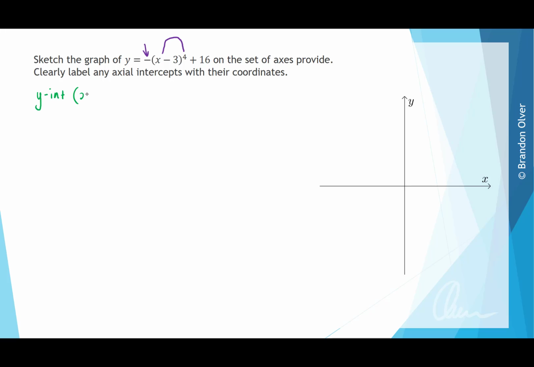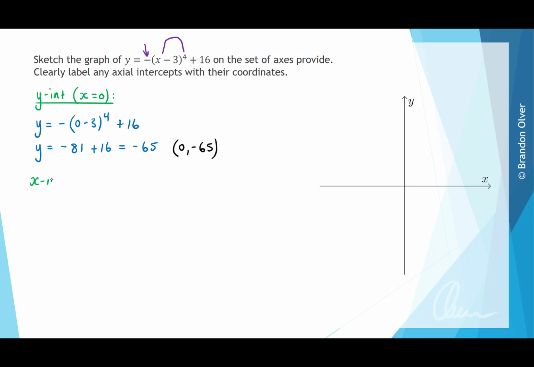The y-intercept occurs when x is equal to 0. So in the rule, we're going to have y is equal to negative (0 minus 3) to the power of 4 plus 16. And that means that y is equal to, so this is negative, and then (minus 3) to the power of 4. When we do (minus 3) to the power of 4, we get 81 with the negative sign out the front. So we have negative 81 plus 16, and if you evaluate that, it's negative 65. Therefore, we have a y-intercept at (0, minus 65).